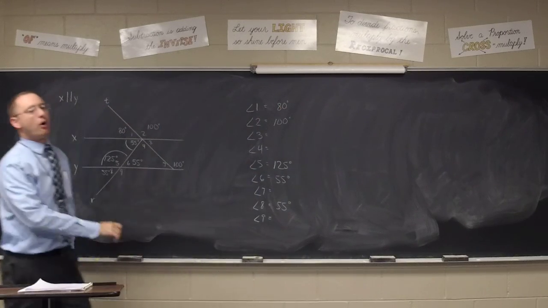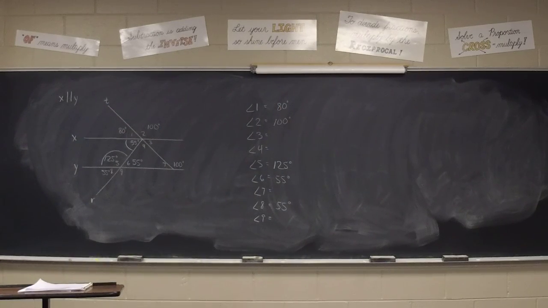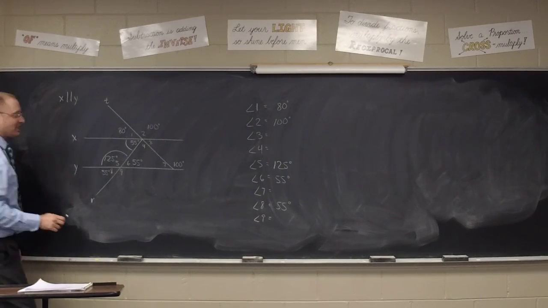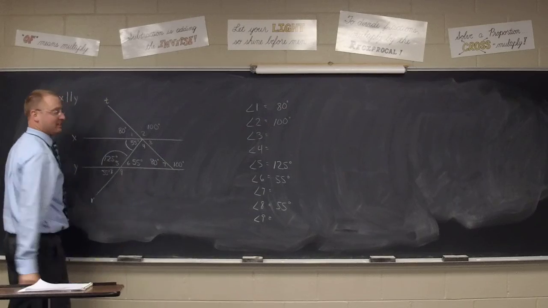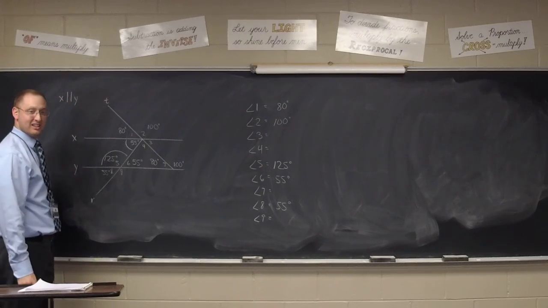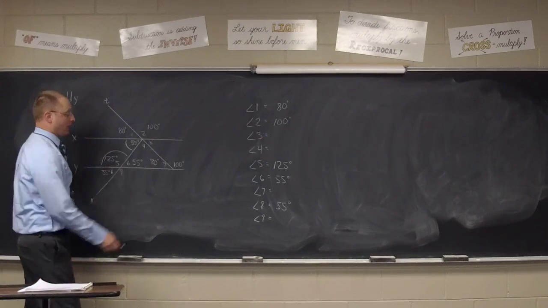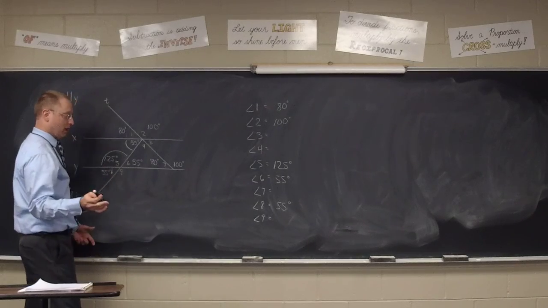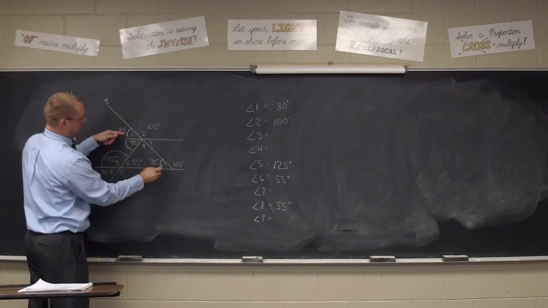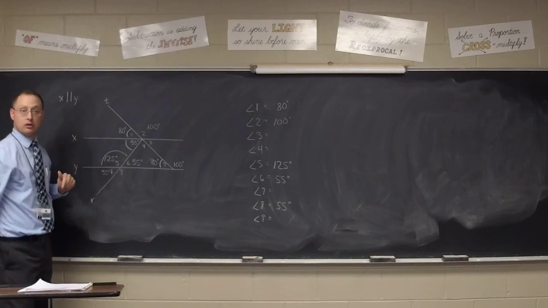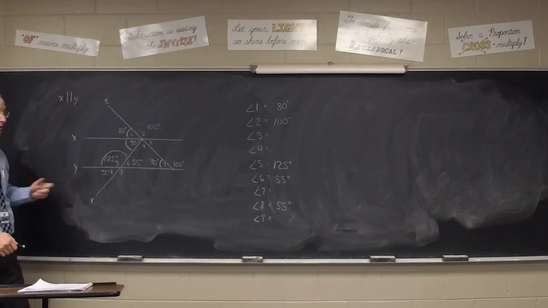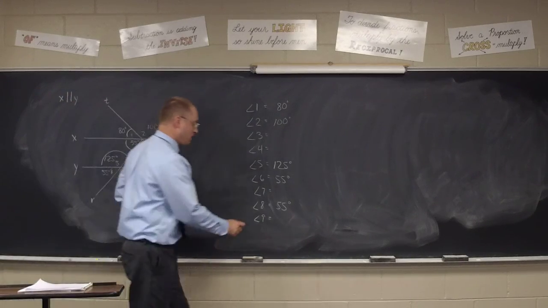Good. All right, Noah, another junior. Give me another angle we know. Angle 7 is 80. How'd you get 80 degrees for angle 7? Okay, if you look right here, you got a straight angle, right? Or angle 1 and angle 7 are corresponding angles. You could have gotten it that way too.